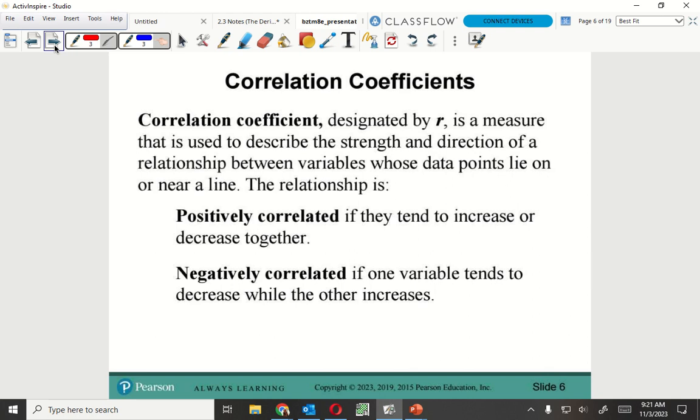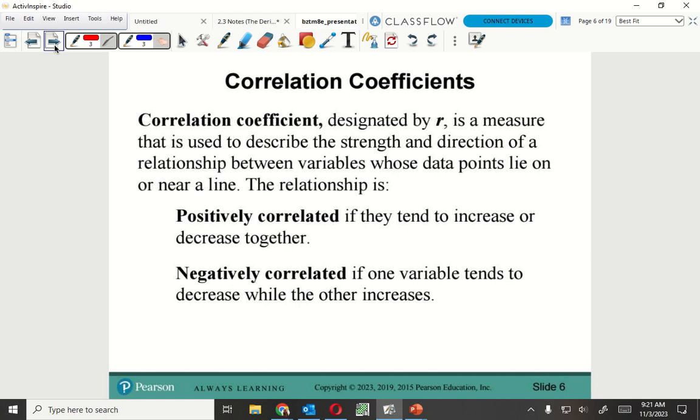The correlation coefficient, designated by R. That's the R value that we're looking for. And this is what's going to be in my NumWorks. It does all this math for you. It's nice and pretty, does it all for you. It is a measure used to describe the strength and direction. So direction, if it is going up, that is what type of number? Positive number, very good. If it's going down, that is a negative number. Bam, we just got all that right there.